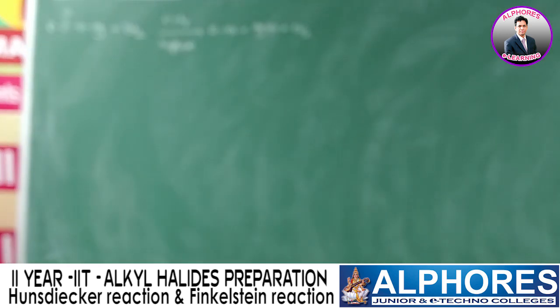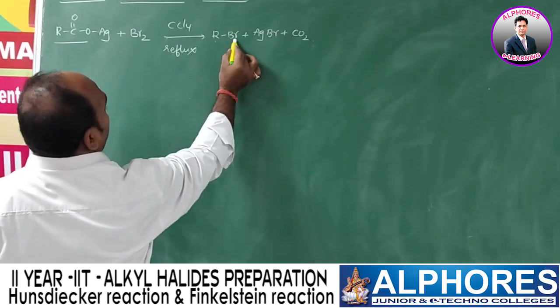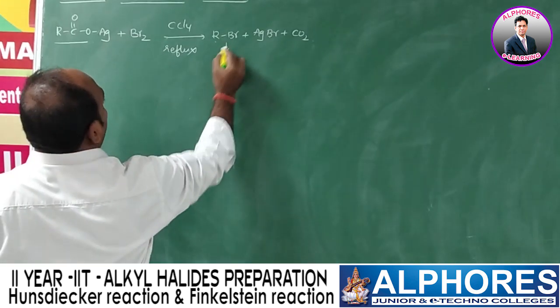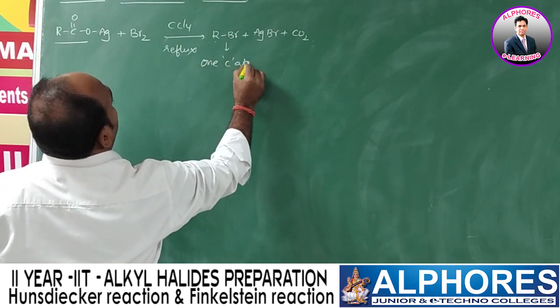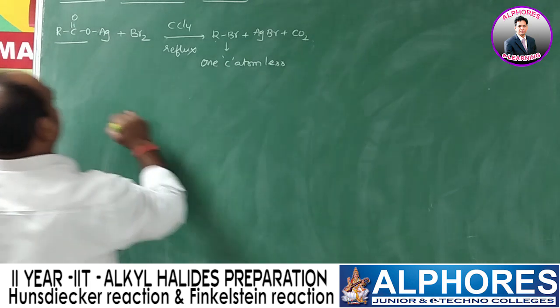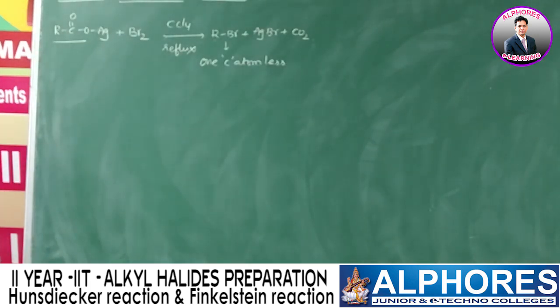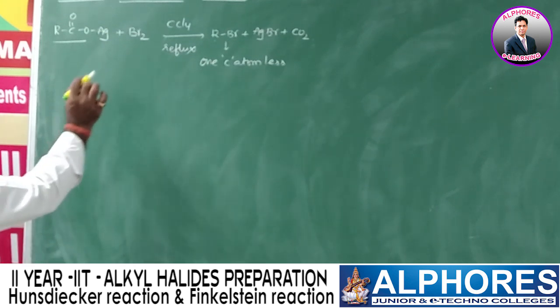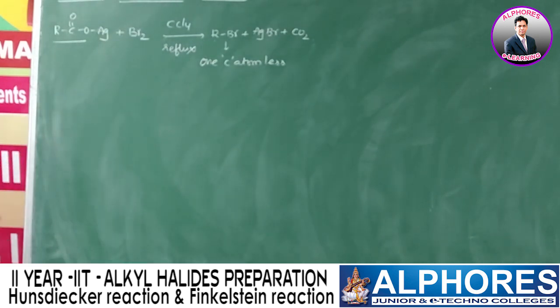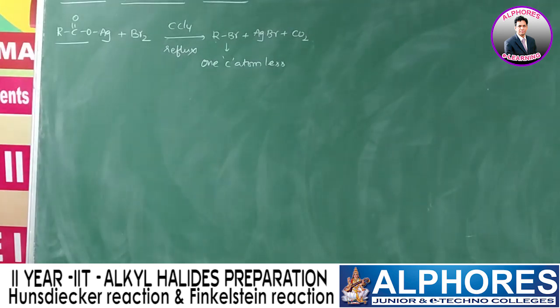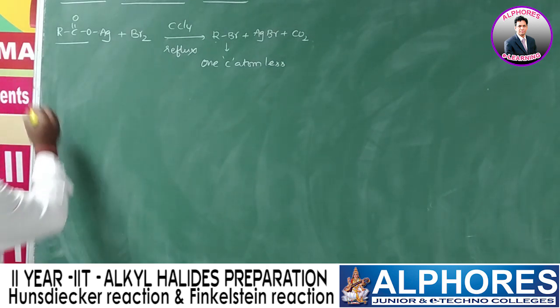If you observe this reaction, in the silver salt of the carboxylic acid, along with the alkyl group, one carbon was there, and in the product only the alkyl group is there. That means the formed product has one carbon atom less than the carboxylic acid. We are getting an alkyl halide with one carbon atom less than the number of carbon atoms in the silver salt of the carboxylic acid. Now, how does this reaction proceed? Does it follow an ionic mechanism or a free radical mechanism? Actually, it follows both mechanisms. Let us see.